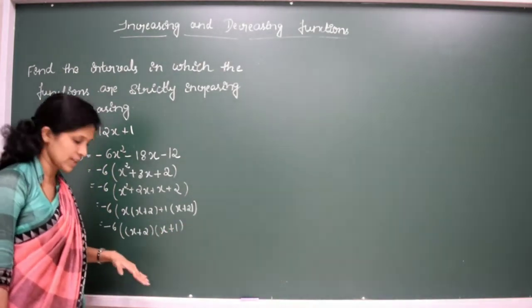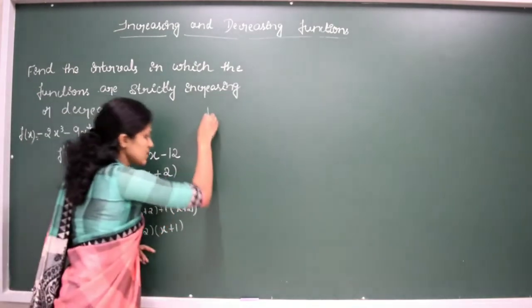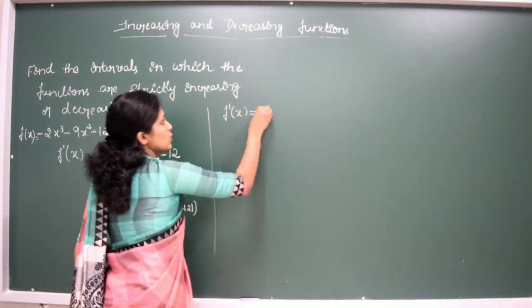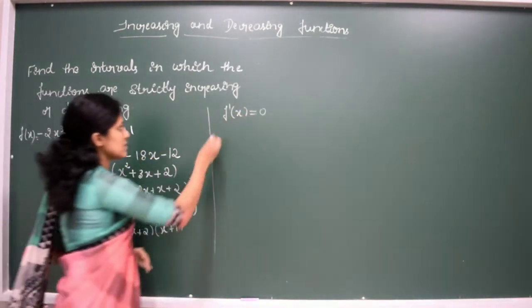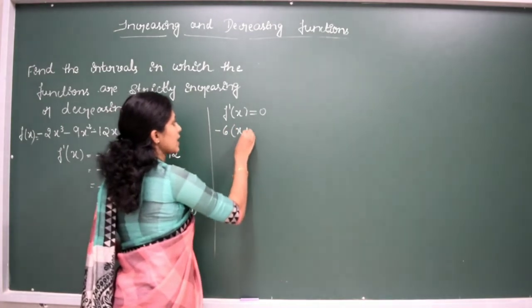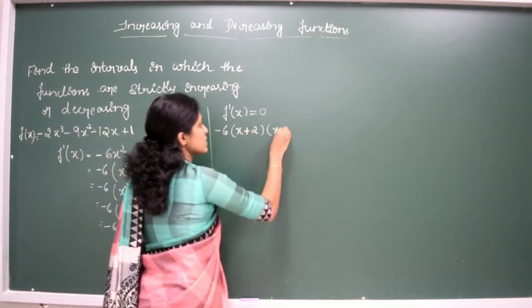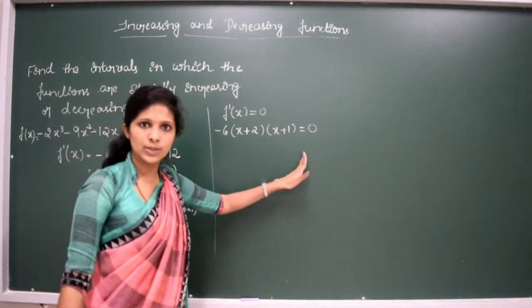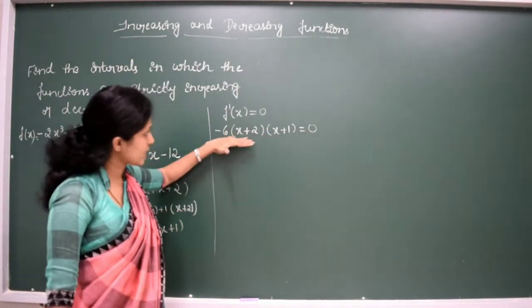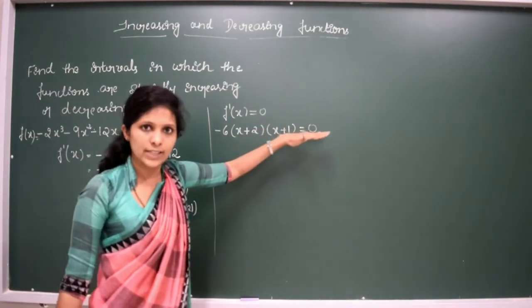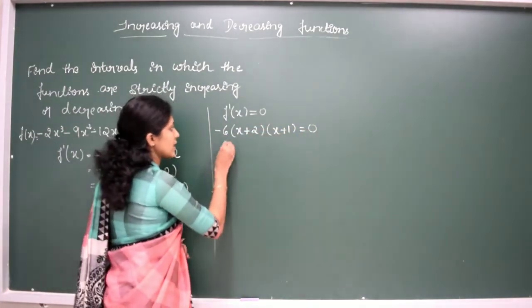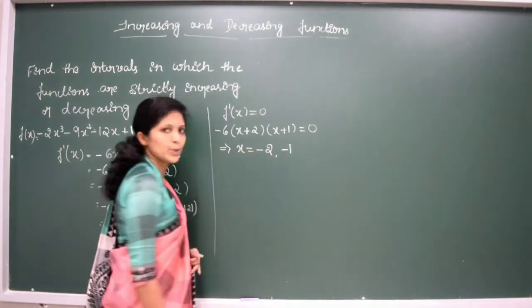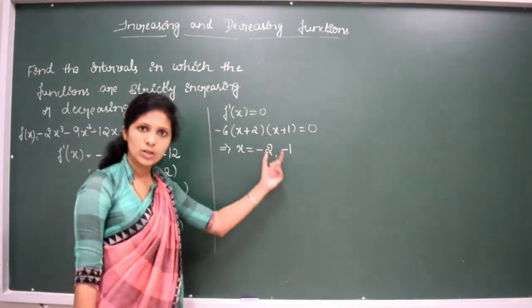Next you have to equate this to 0. We'll consider f dash of x equal to 0 to find the values of x. So minus 6 into x plus 2 into x plus 1 is equal to 0. Minus 6 can't be equal to 0, so there are only two options: either x plus 2 equal to 0 or x plus 1 equal to 0. So x is equal to minus 2 and x is equal to minus 1. Here we got the two values.